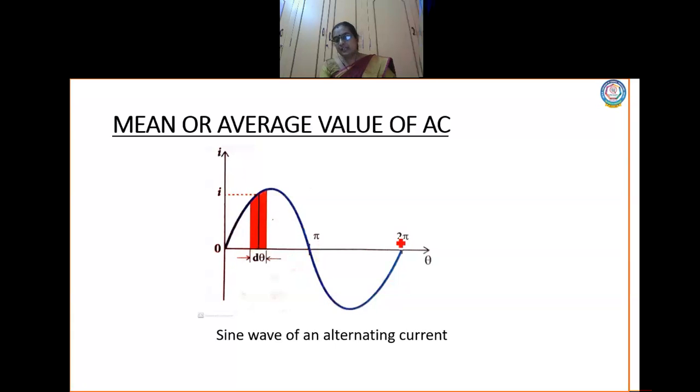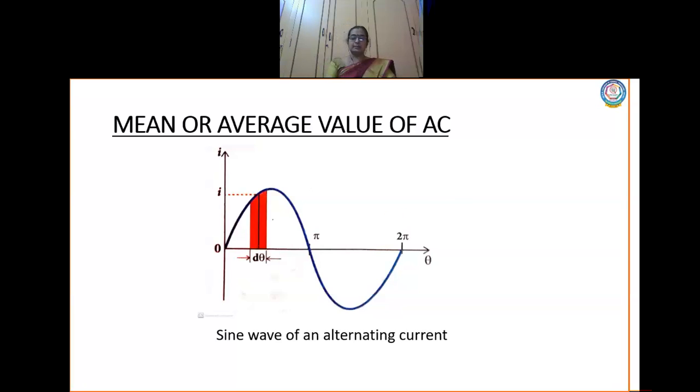Then in the negative half cycle, it will be minus 5. So how do you calculate the average values? When you calculate the average value of AC for one complete cycle, in the sense from 0 to 2 pi, the net or average value comes out to be 0. Yes or no? Here it is going to be 5 volt, here it is going to be minus 5. So when you calculate the mean value or average value of AC, it is 0.